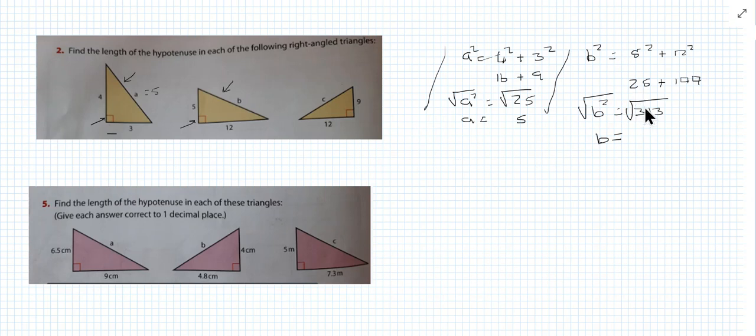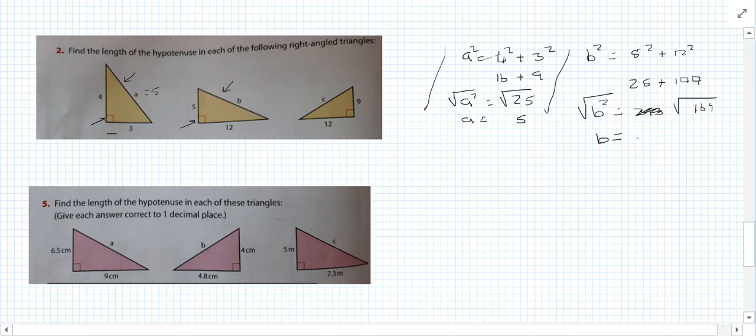Let me just work this one out, it's not quite right. So this should be equal to the square root of 169, and the square root of 169 is equal to 13. So b is equal to 13. So b in this case is equal to 13.